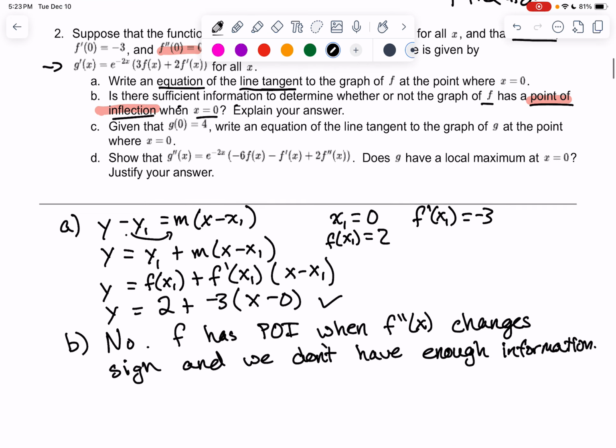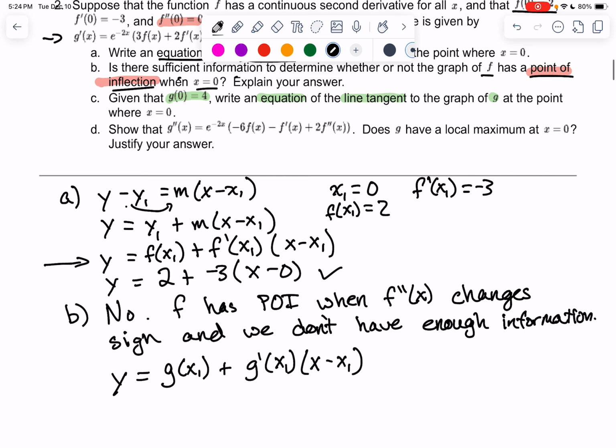Okay, and C. Given that g of 0, let's highlight some things in green, g of 0 equals 4, write an equation of the line tangent to the graph of g. All right, let's come back to this same thing that we did here, but we're going to write it for g. In this case, y is going to be g of x1 plus g prime of x1 times x minus x1.